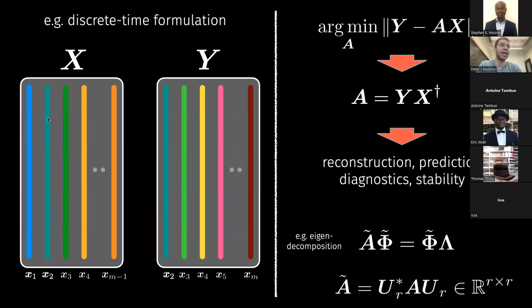So here you can see we have this green column, which is the second column of X, and in Y it's the first column. And then this brighter green one is the third column of X, and it's the second column of Y, and so on and so forth. So we want to find an A that minimizes this reconstruction error. And that's just this minimization here.